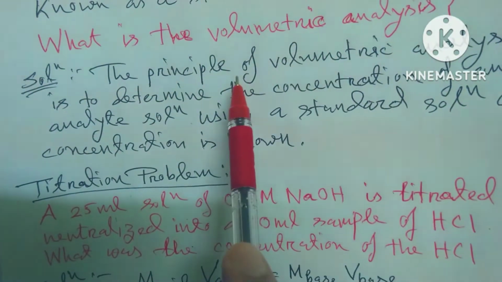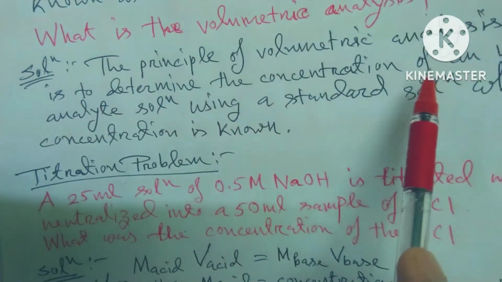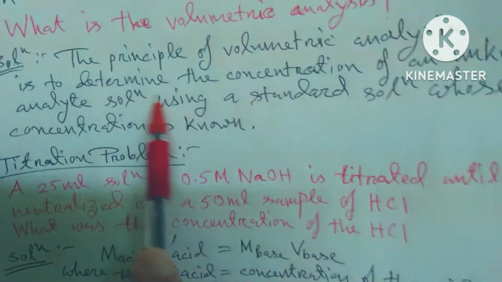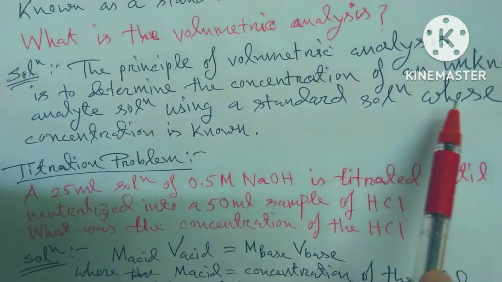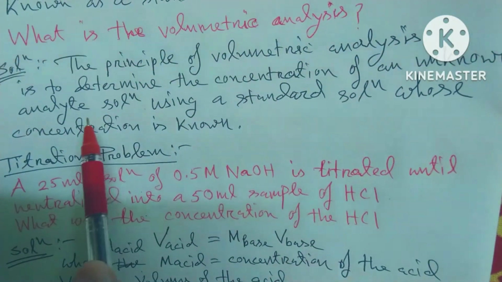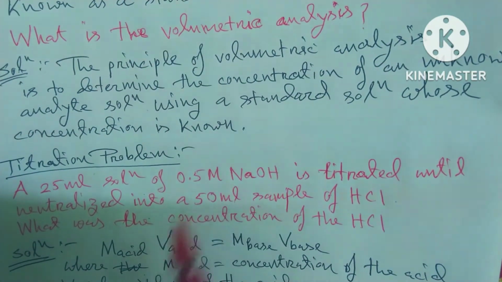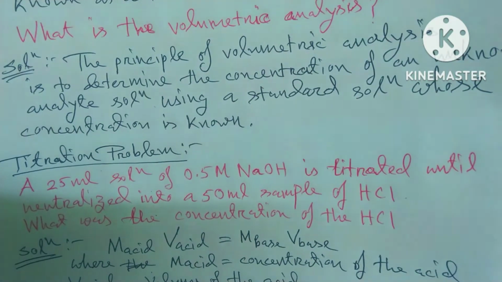It is known as a standard solution. What is volumetric analysis? The principle of volumetric analysis is to determine the concentration of an unknown analyte solution using a standard solution whose concentration is known.